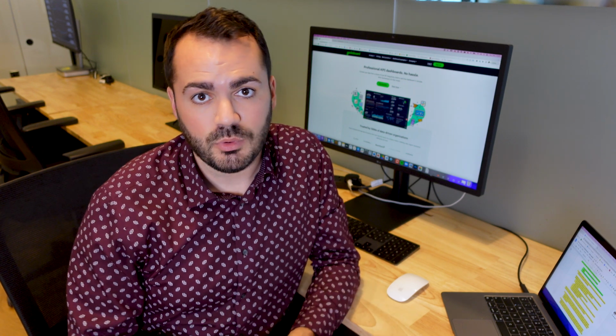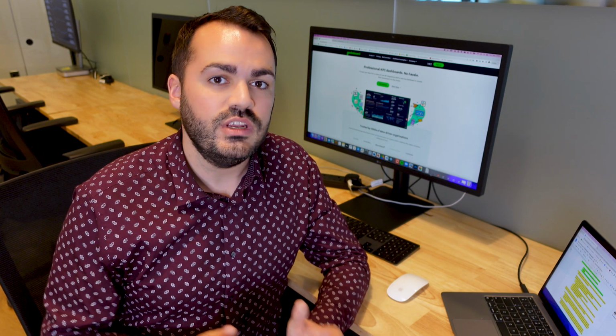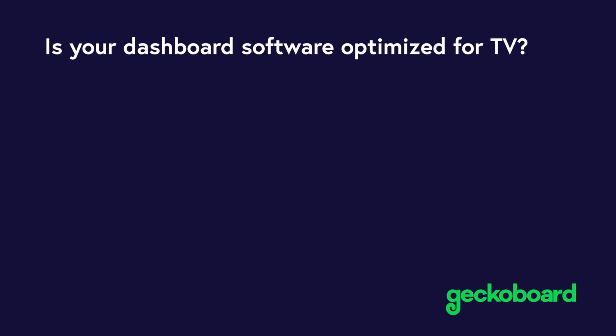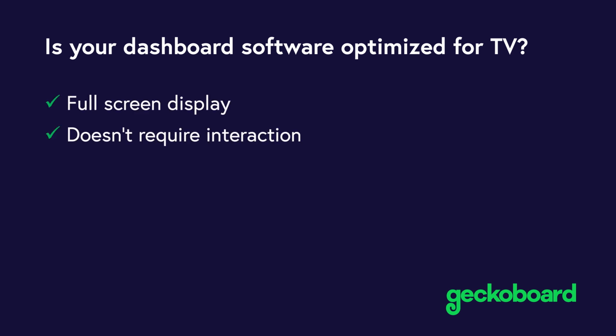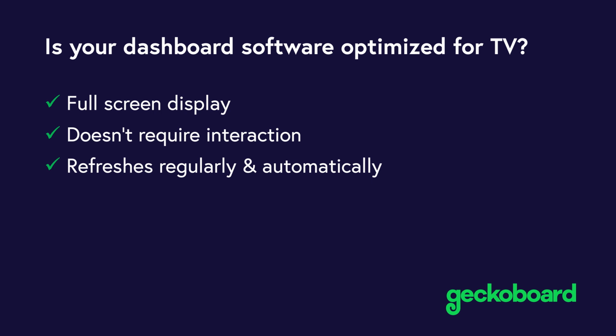Now, there are many dashboard tools out there that will take your data and visualize it in the form of a live KPI dashboard. However, if you're setting up a TV dashboard, you need to make sure that your dashboard software is also optimized for TV display. That means your dashboard can be displayed cleanly in full screen. Your dashboard presents the information you need without having to click on anything or interact with it. It refreshes your data regularly and automatically.